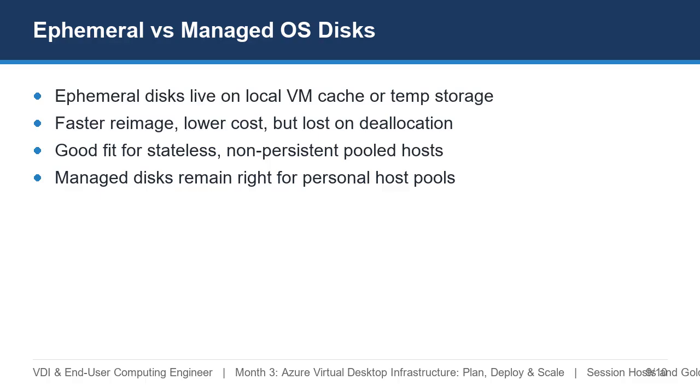An ephemeral OS disk is created on the session host's own local storage instead of remote managed disk storage, which speeds up reimaging and removes managed disk cost. Because non-persistent pooled hosts are meant to be stateless and disposable anyway, losing the disk on deallocation isn't a problem. A fresh golden image is exactly what you want on the next boot. Personal host pools, where the OS disk needs to persist with the VM, stay on managed disks.